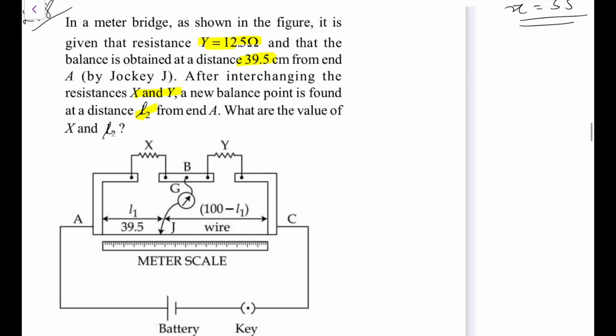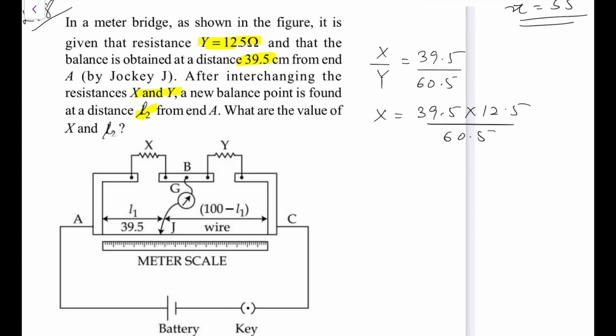So Y is 12.5, what we had X upon Y, because it was 39.5, the other one will be 60.5. So the value of X directly comes out as 39.5 into 12.5 upon 60.5. After interchanging, a new balance point is found at L2. So what we will have, Y upon X.